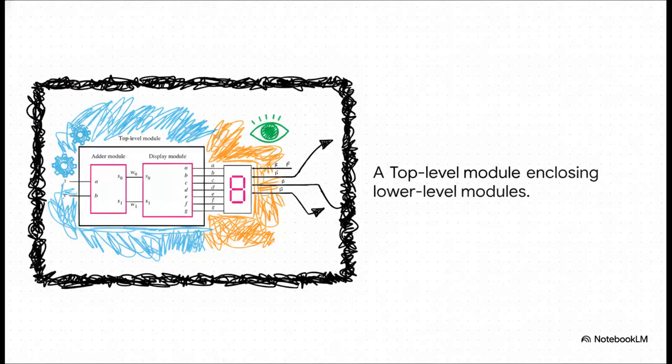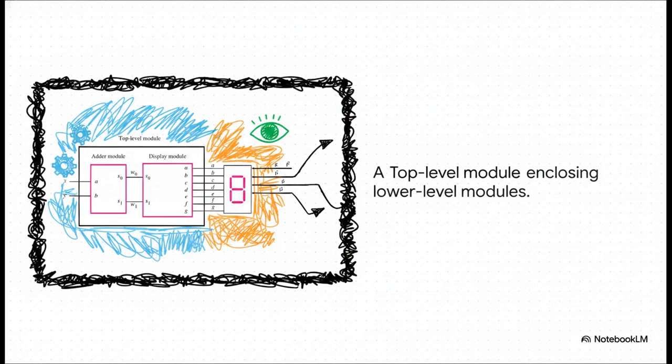This diagram really nails the concept. See that thick black line acting as a boundary? That's our top-level module, and it's securely enclosing two specific submodules, an adder module and a display module. Notice how the outside world only ever interacts with the inputs X and Y, and the outputs going straight to the 7-segment display. All the underlying magic happens via those internal wires labeled W0 and W1, which connect the adder directly to the display. This modularity is a game changer.